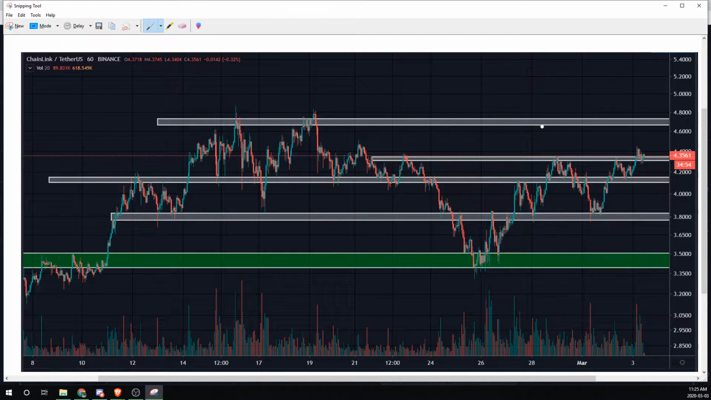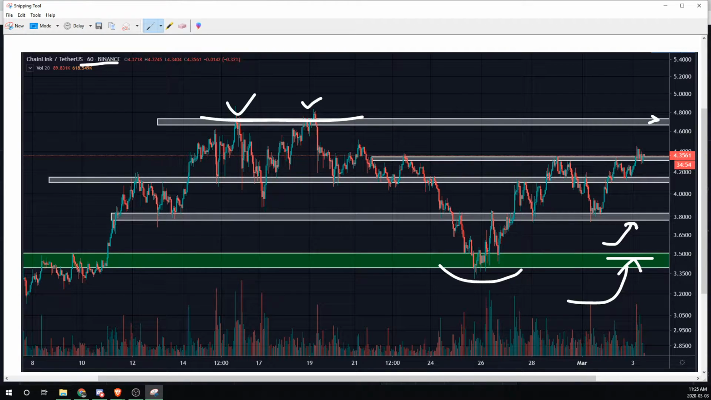Going to just the 60-minute chart here, we see a strong level of resistance at $4.70-ish. Very, very strong. That's our significant supply area. We also see a significant support or demand area at around $3.40. Very strong there. As well as two mid-range zones that I see, one being a key zone right here, $3.80.